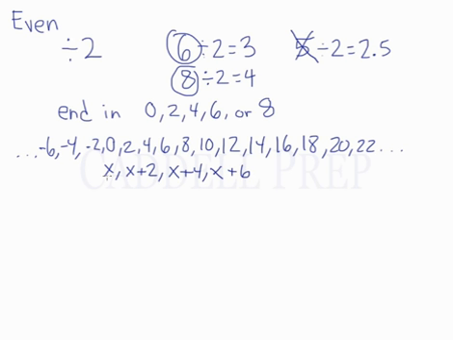So to demonstrate, let's say x is 6. That means this number is 6 plus 2. This one would be 6 plus 4. This number would be 6 plus 6. So we have 6. 6 plus 2 is 8. 6 plus 4 is 10. And 6 plus 6 is 12.